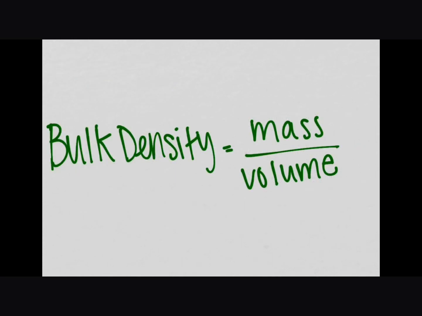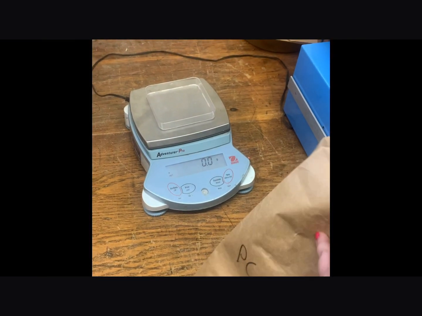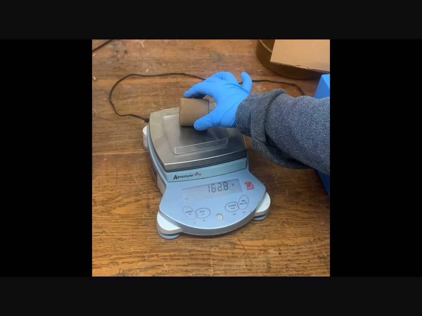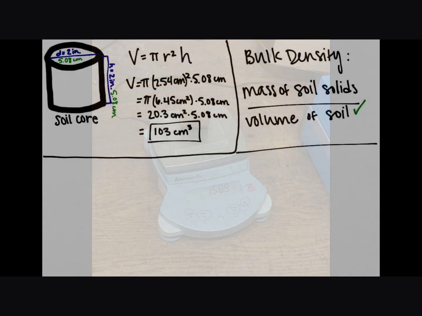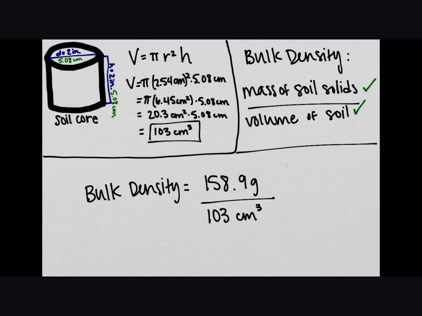From the definition of bulk density, we know that it is the mass of soil solids over the volume of soil, and we now have the volume of soil, which is 103 centimeters cubed. So now let's look at our dry soil and determine its mass. Awesome! Now that we have our mass and our volume, we can calculate bulk density for our soil core. If we divide our mass, which is 158.9 grams, by our volume, which is 103 centimeters cubed, we find that the bulk density for our soil core was 1.54 grams per centimeter cubed.